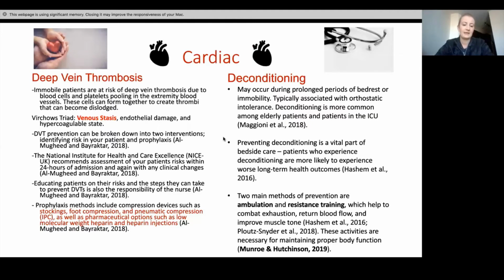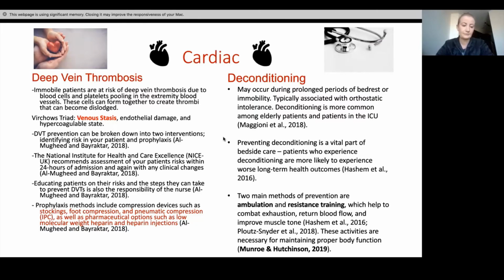We also want to use some preventative measures, which can be compression devices or also getting them up and mobile as soon as possible. And things like heparin and low molecular weight heparin are blood thinners that thin out the blood and reduce the risk of clotting. So we're going to want to assess within 24 hours of our new patients, and also, again, with any clinical changes, and continuously for our immobile patients for long periods of time.